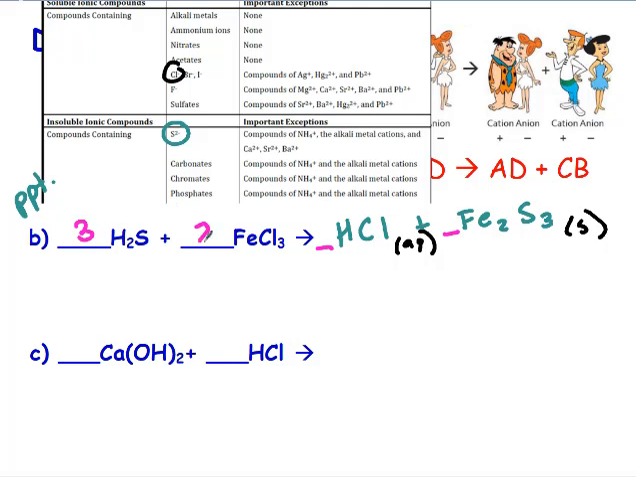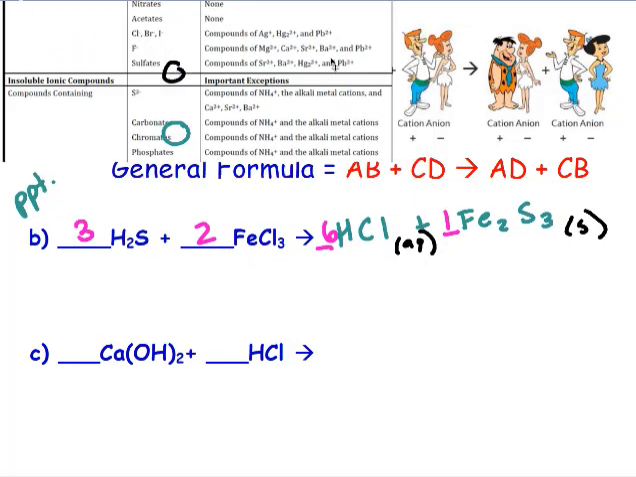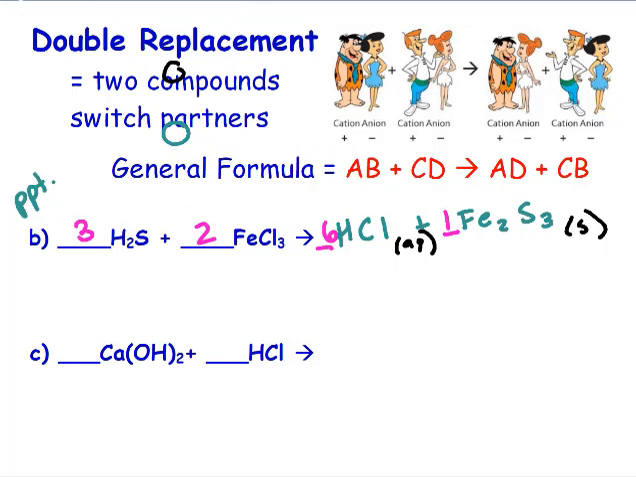Okay, you should have had 3, 2, 6, 1. That's 6 hydrogens, 6 hydrogens, 3 sulfur, 3 sulfur, 2 iron, 2 iron, and 6 chlorine, 6 chlorine. Okay, let's look at the next one.